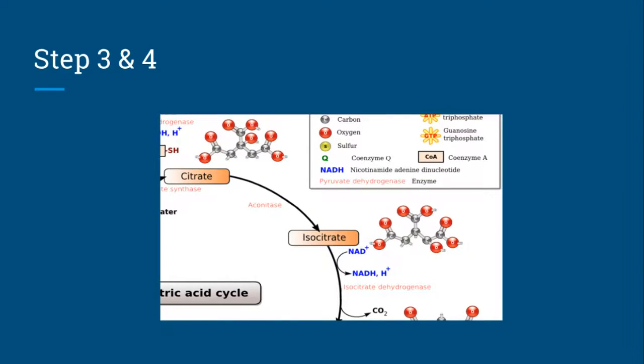So when citrate loses one water molecule, it converts into isocitrate, which is another 6-carbon molecule. And isocitrate is then oxidized, which produces the 5-carbon molecule alpha-ketoglutarate. And this reaction releases electrons, which end up reducing NAD plus into NADH and releases CO2 while that happens.